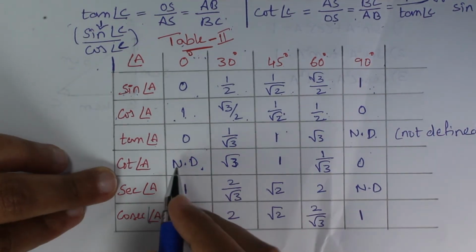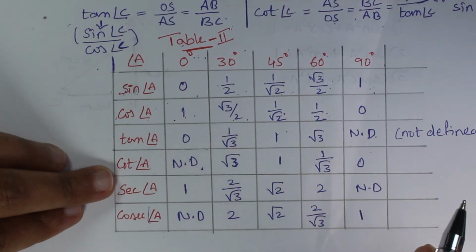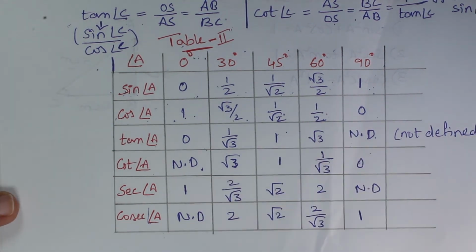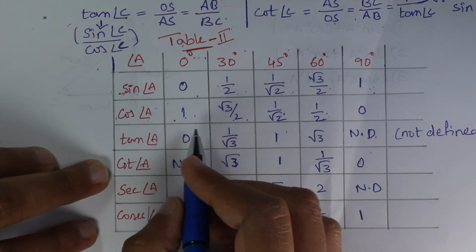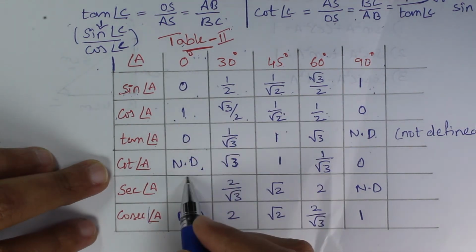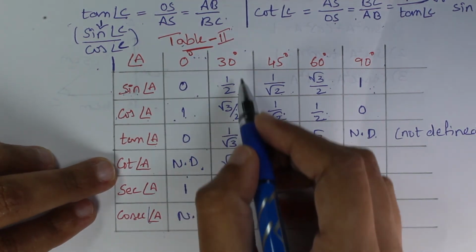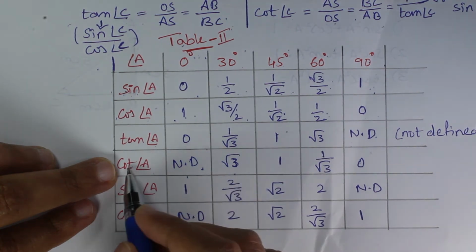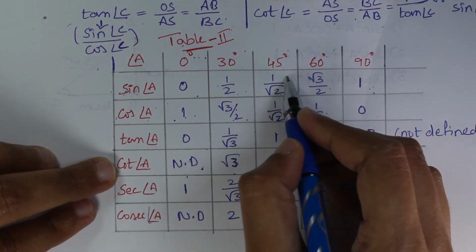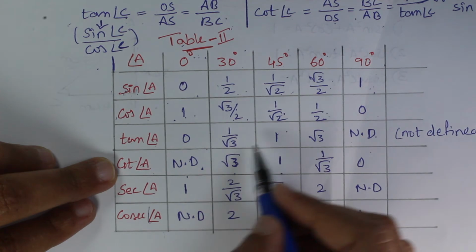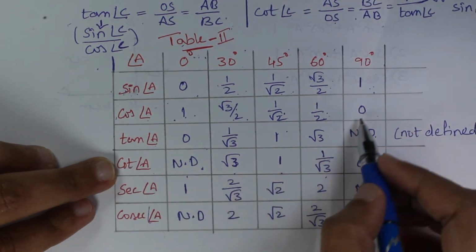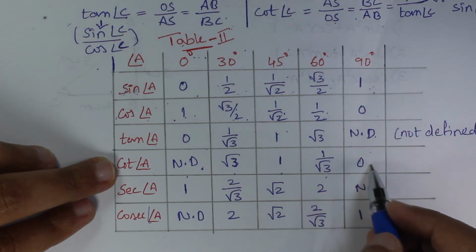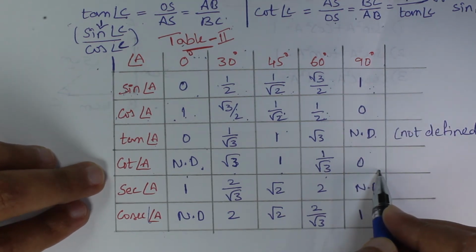Now cot A becomes cos A by sin A. Cot A is cos A by sin A. That is 1 by 0. 1 by 0 is not defined. Root 3 by 2 divided by 1 by 2 is root 3. Next 1 by root 2 divided by 1 by root 2 is 1. And then 1 by 2 divided by root 3 by 2 is 1 by root 3. And then last one is 0 divided by 1 is 0. This is how we are going to calculate cot A value.